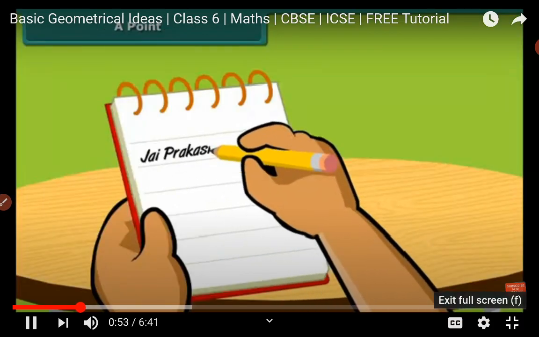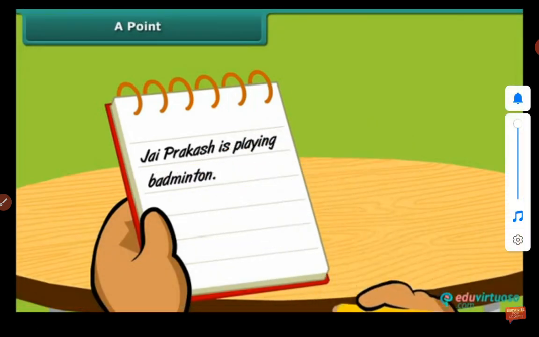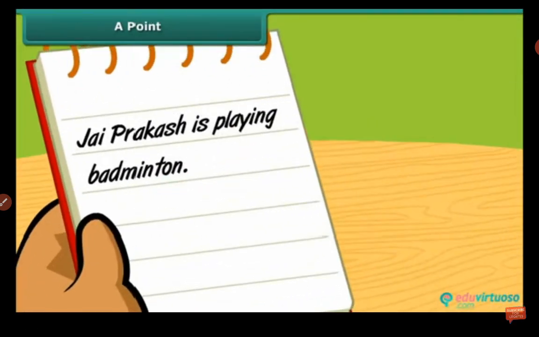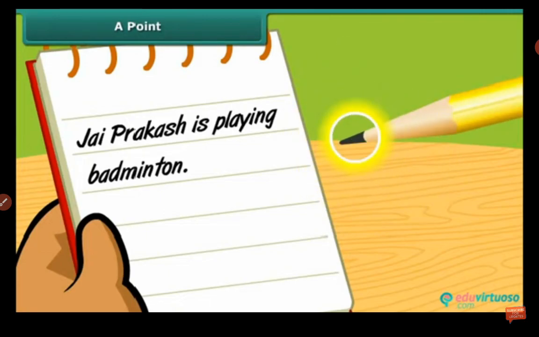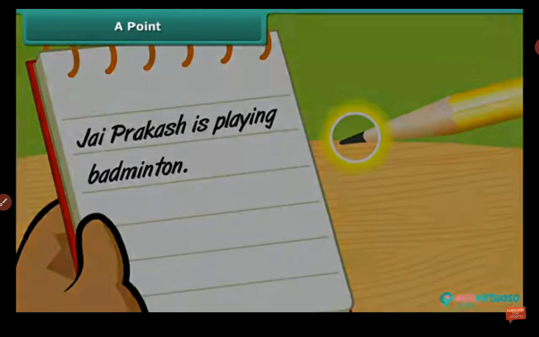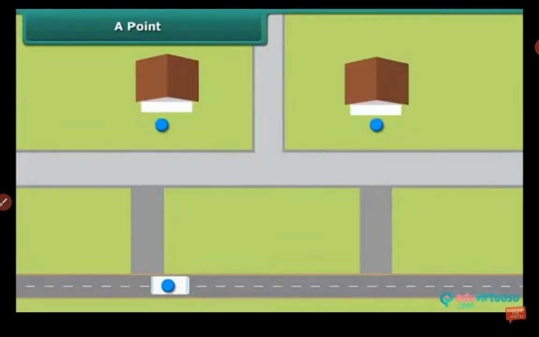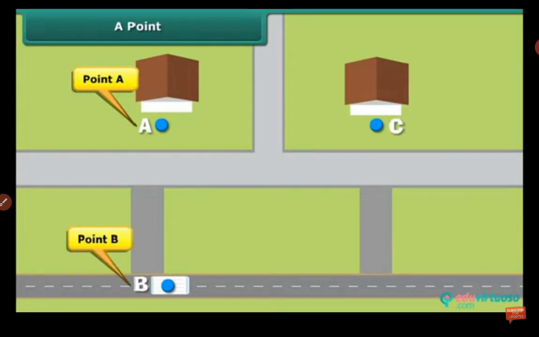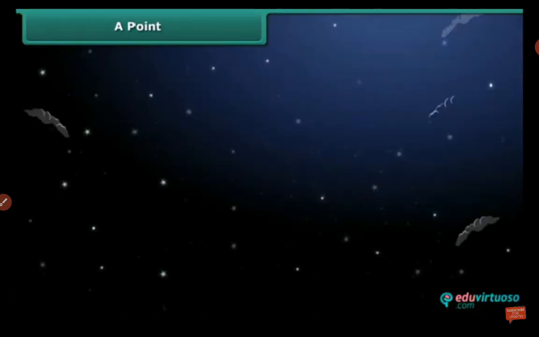A full stop at the end of a sentence denotes a complete sentence. The full stop is a point with dimensionless shape. The almost invisible tiny dot made by a sharp tip of a pencil is the nearest idea to the point. A point determines the location. It tells us about the position. A point is labeled with a capital letter like A, B, C. These points are read as point A, point B, and point C. A natural example of a point is a star in the night sky.